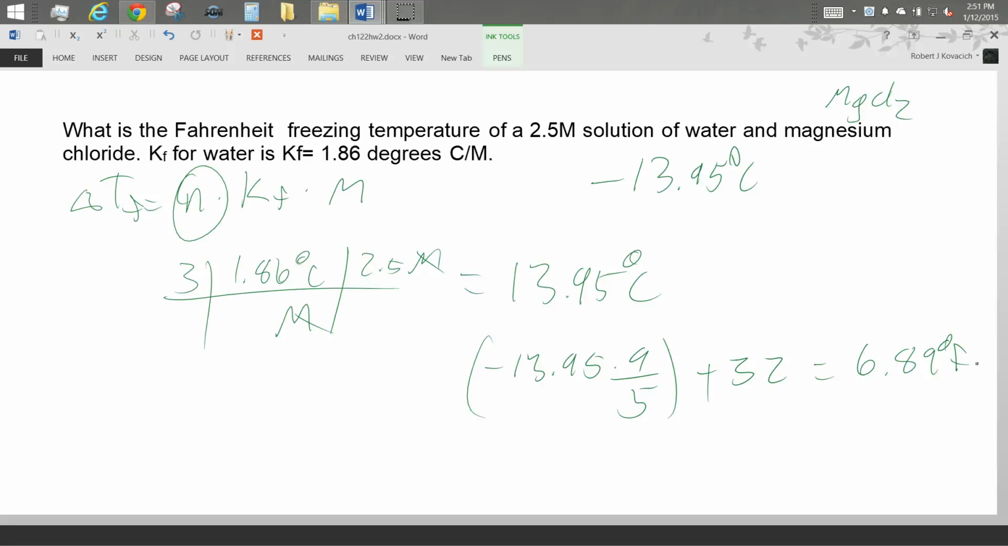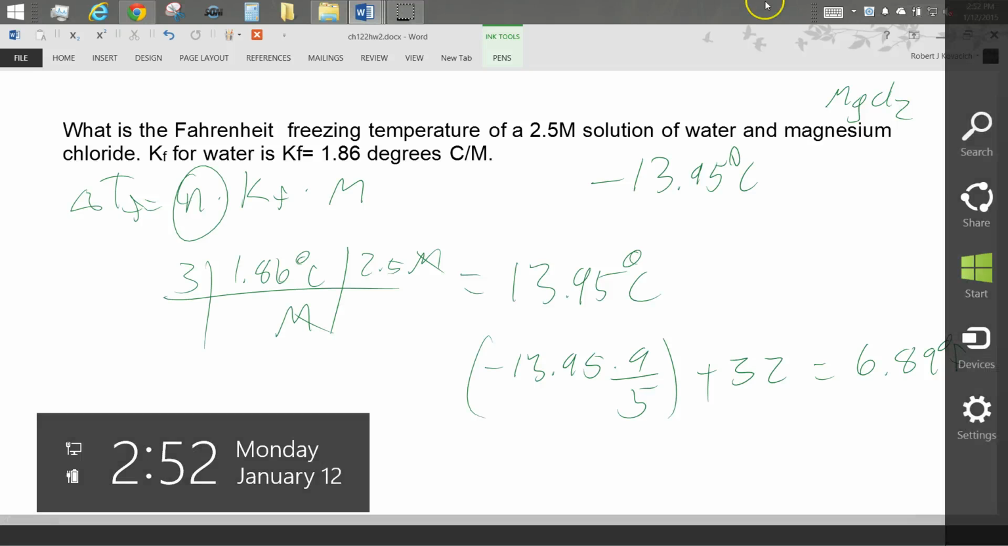If that would have been boiling, then it would have been a positive number. If we had been talking about the boiling point change, this would have been 113.95 degrees C, and then it would have been 240-ish degrees Fahrenheit. I just wanted to make sure you remembered to convert, and remembered that the freezing point always goes down in this case, and the boiling point would always go up.